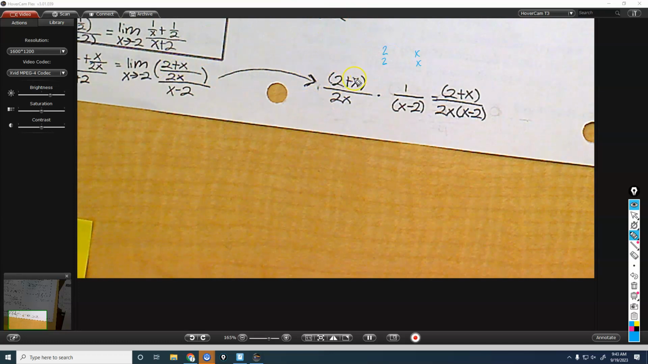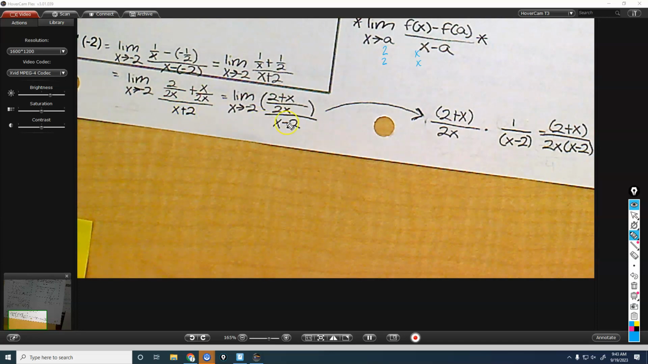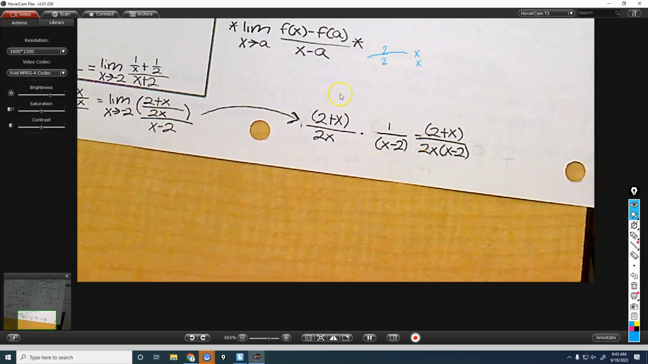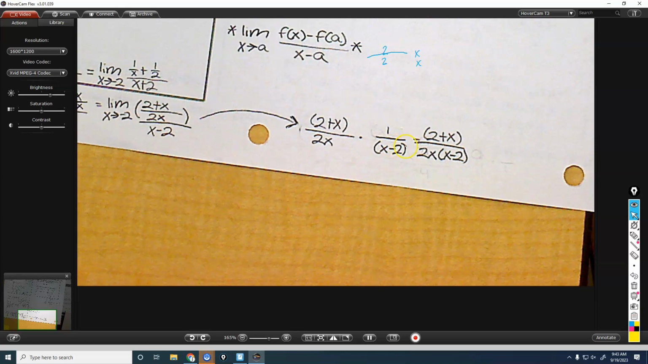So this would be 2 plus x over 2x times, oh, I see what happened right here, Kendall. Here's where you were running into an issue. Right here you had a plus x. For some reason it changed to a minus x right here. So she was running into an issue, but the issue was just because she miscopied right there. So that right there should be a plus. Let's fix it and make it a plus right here.